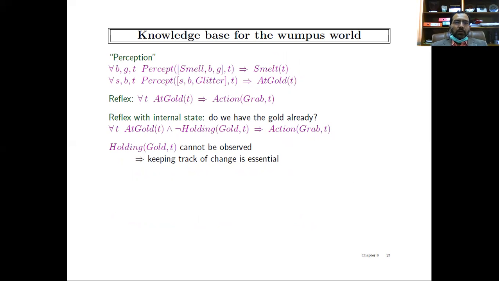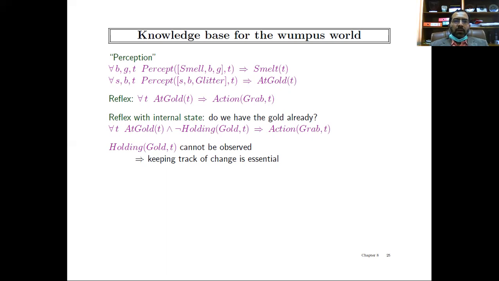Now we talk about the concept of reflex action. Whenever we talk about a reflex action, it means that there is nothing to think about, because the appropriate conditions are there and we know exactly what best action suits it. For example, for all b comma g comma t, how do we represent it? For all, it is a universal truth.